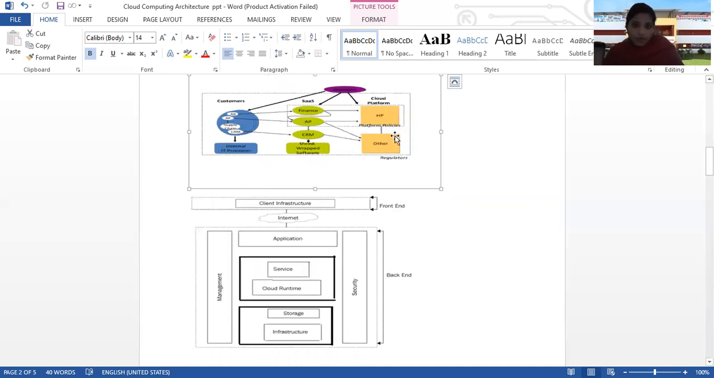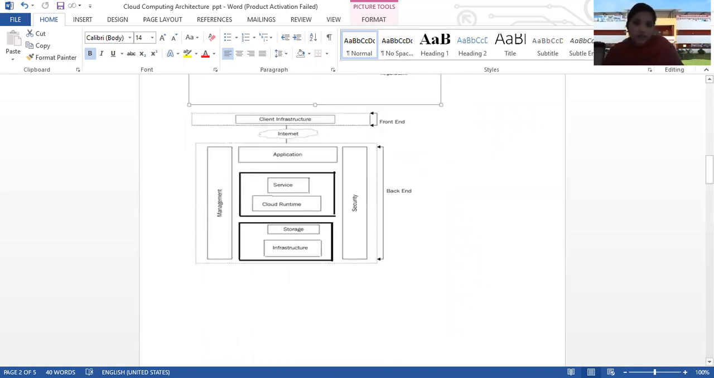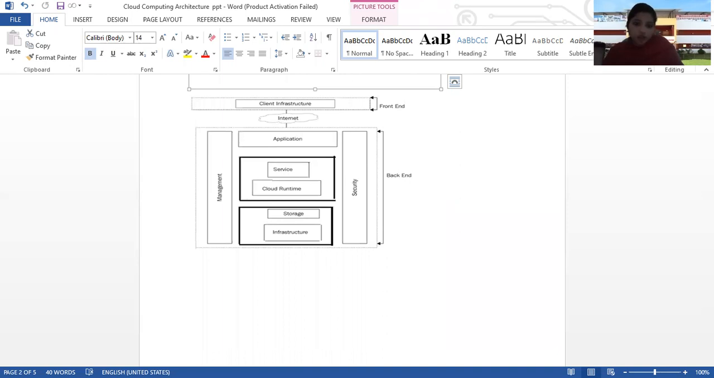Customers, cloud platforms, this is all finance, AP, CRM. Architectures, other services, cloud routine, security, management, storage, infrastructure, application, backend, and front end. This is all similar to the earlier topic which we have studied, right? So let's discuss the cloud ecosystem.